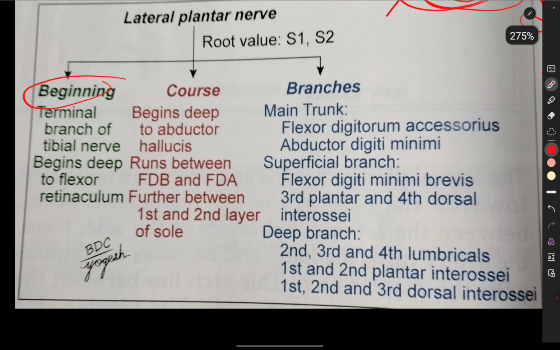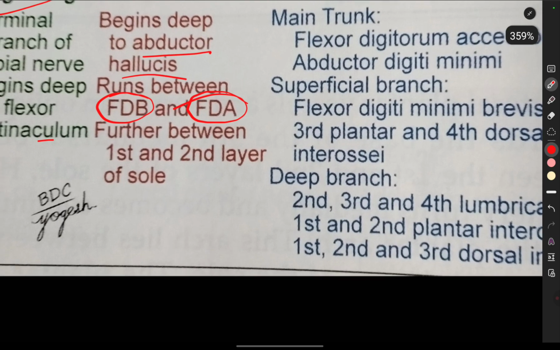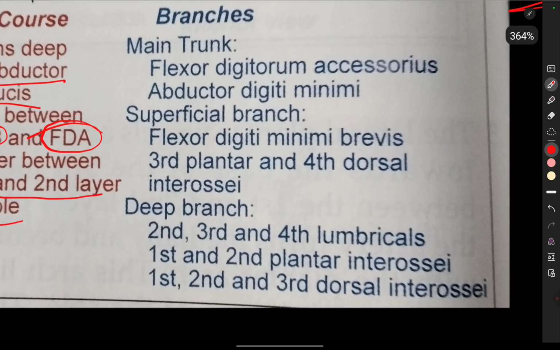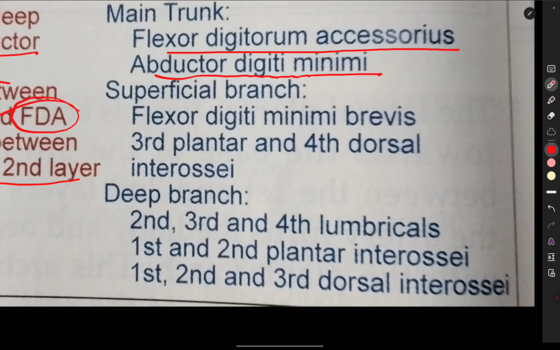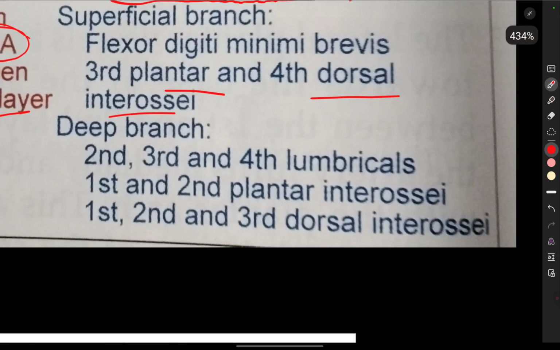Now the beginning: the terminal branch of the tibial nerve begins deep to the flexor retinaculum, same as the previous one, the medial. It runs deep to the abductor hallucis, between the flexor digitorum brevis and the flexor digitorum, further between the first and second layers of the sole, same. Now the branches are the main trunk, the flexor digitorum accessorius, and the abductor digiti minimi. The superficial branch goes to the flexor digiti minimi brevis, and the third plantar and fourth dorsal interossei. This we will study in the muscles.